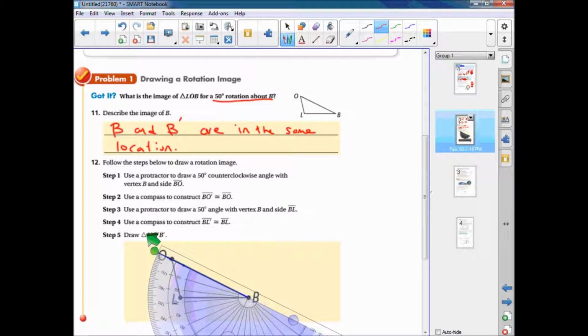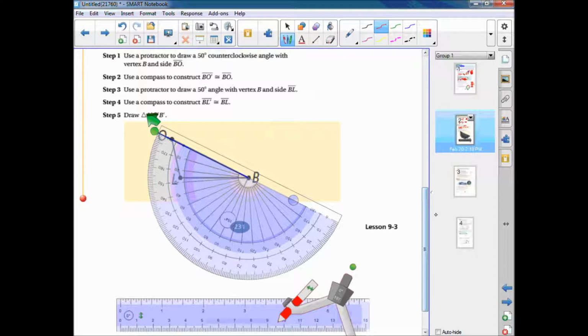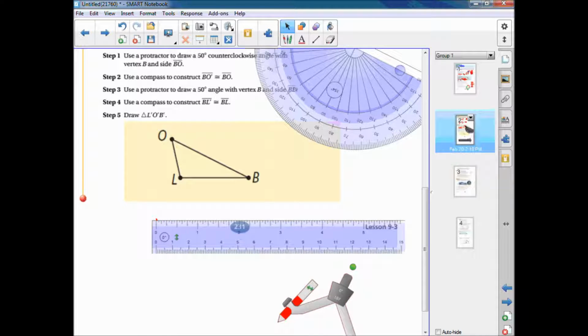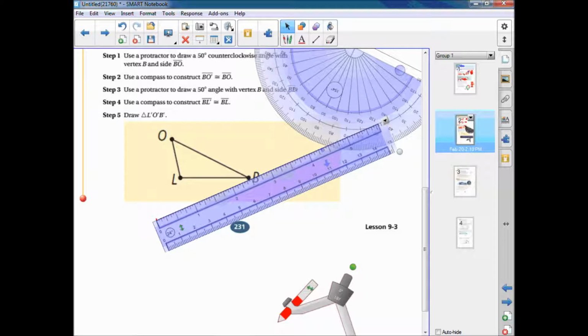All right, so follow the steps below to draw a rotation image. So we know that B and B prime are going to be the same, so we're not going to move B, so we're going to move O and L. All right, so use a protractor to find the 50 degree counterclockwise angle from vertex B inside BO. So we're going to line up our protractor so the center is at the center of rotation, and I'm going to put one side of it on O, and then I'm going to measure out 50 degrees, which is right here, okay? And then I'm going to grab my ruler or any other straight edge. It doesn't have to be a measuring edge. And I'm going to draw in that angle of rotation.